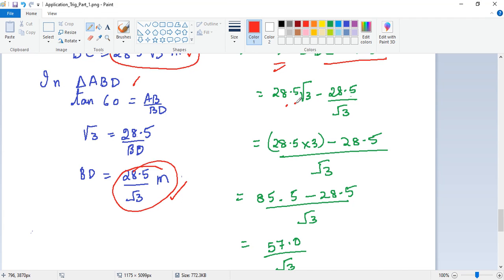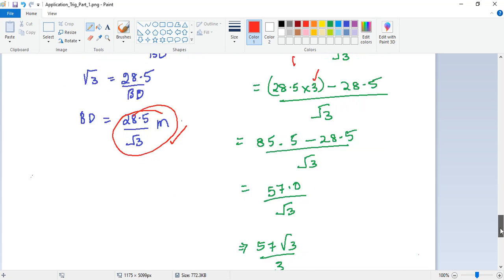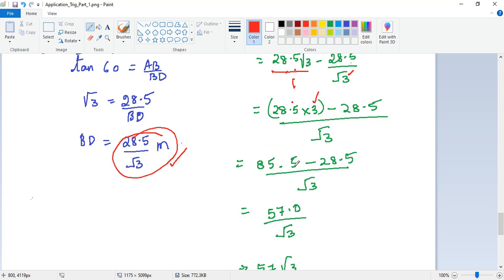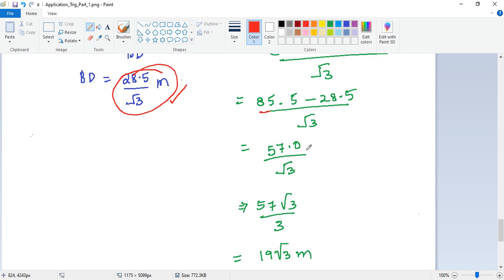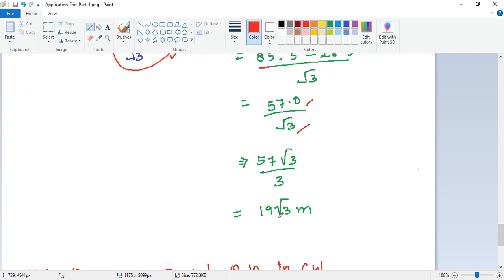So I get 28.5 into root 3, and there's already a root 3 here, then I multiply one more root 3, and it turns out to be simply 3. Then minus 28.5 divided by root 3 again. Now you multiply these two, you get 85.5 minus 28.5, the whole thing over root 3. When you subtract these two, you get 57.0 divided by root 3. So you get 57 root 3 by 3, or 19 root 3. So this is the answer. You can cross check the calculation.